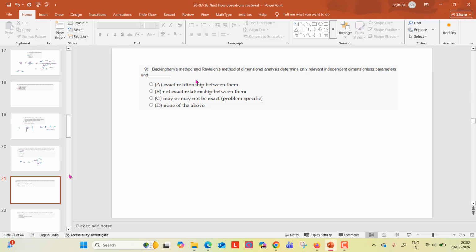Buckingham's method and Rayleigh's method of dimensional analysis determine only relevant independent dimensionless parameters. Exact relationship between them, not exact relationship between them, may or may not be exact, problem specific, none of the above. So it is not an exact relationship between them. It will talk about the presence of the parameters, but it will not tell what the exact relationship is. Okay.